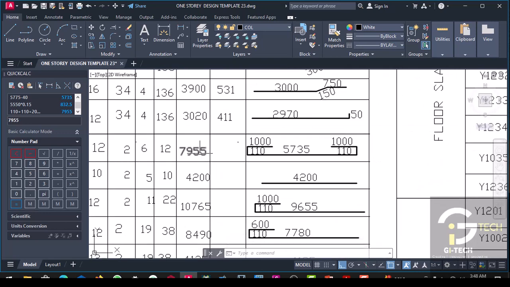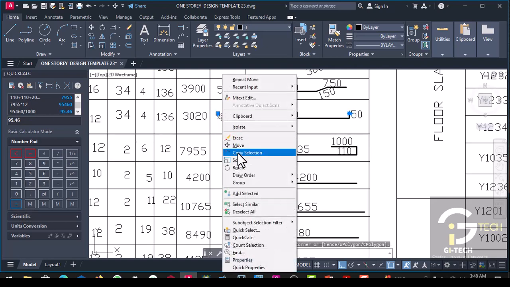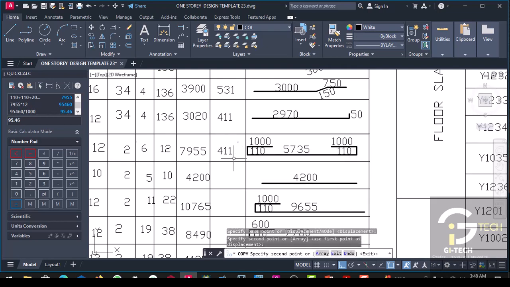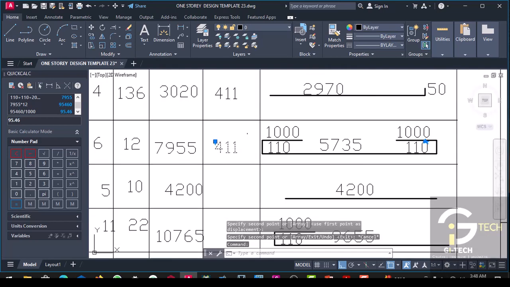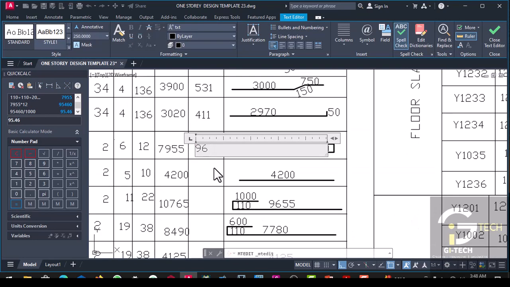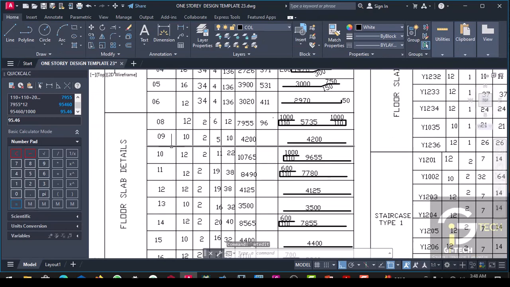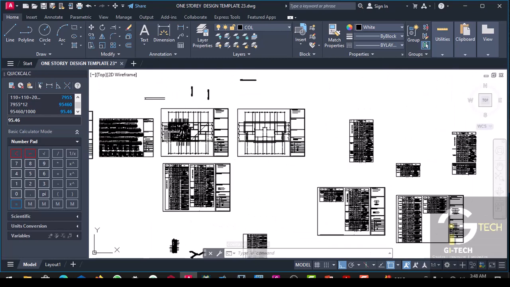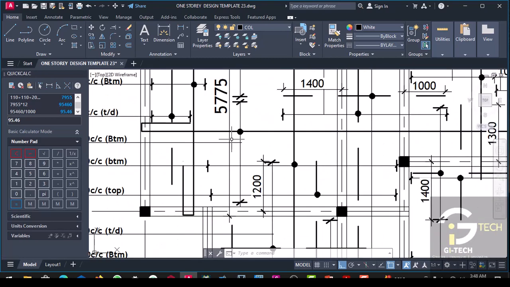Total quantity will be this times this, times 12, divided by 1000. So this will give us 95.46 meters. So we can convert this to 96 meters. Okay, so we are done with 08. So we move to 09.